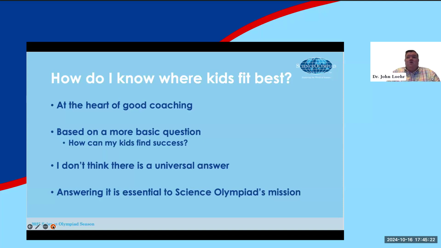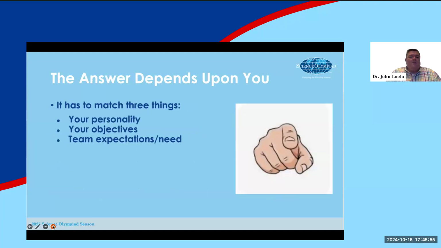But I do know when it comes to Science Olympiad, we have to find an answer to the question of how do the kids find success? Because if we don't, we're not really achieving Science Olympiad's mission, which is to encourage and excite kids to STEM careers, STEM majors, the entire world of STEM. And I think a lot of that depends upon them having some level of success and walking away feeling good. So I think the answer depends upon you as the coach, and it's got to match three things: your personality, your objectives, and your team expectations and need.